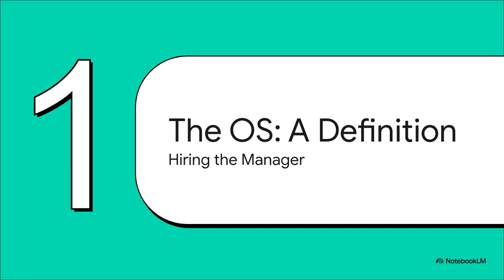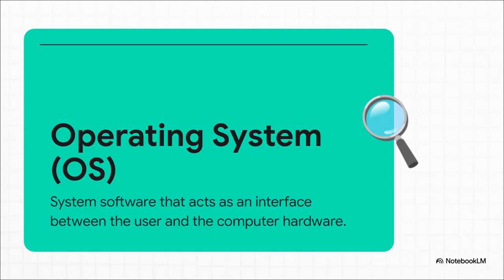So, how do we fix this mess? Simple. We hire a manager. And in the world of computers, that manager is called the operating system, or as we all know it, the OS. So what is it really? Well, in the simplest terms, the OS is the ultimate translator. It's the piece of software that lives right between you and the physical machine. When you click your mouse to open a file or tap an app on your phone, the OS is the one that takes your simple request and turns it into a language the hardware can actually understand and act on.